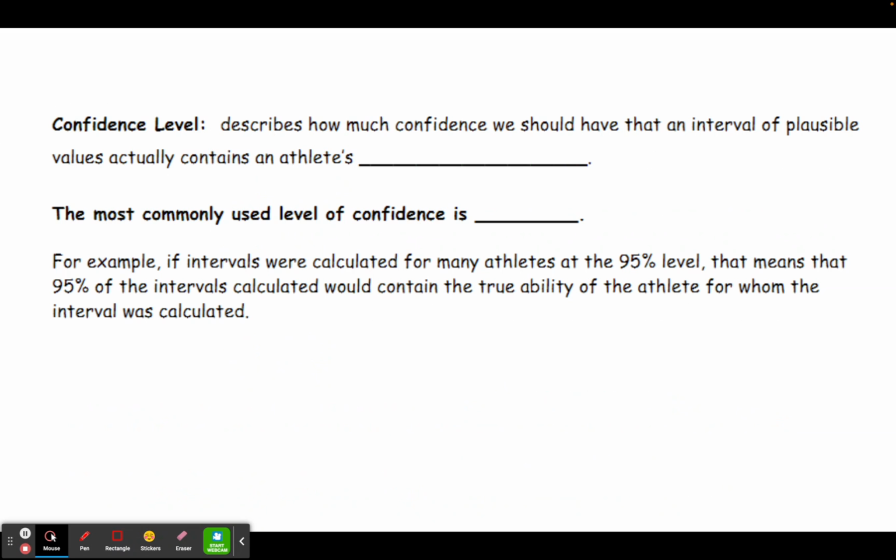Now, our confidence level describes how much confidence we should have that an interval of plausible values actually contains an athlete's true ability. And in statistics, the most commonly used level of confidence is 95%. So, for instance, if we calculate intervals for many athletes at the 95% level, that means that 95% of the intervals we calculate would contain their true ability for the athlete for whom the interval was calculated. So, 95% of the time, we would get an interval that captures the right answer, 5% of the time, we would not.